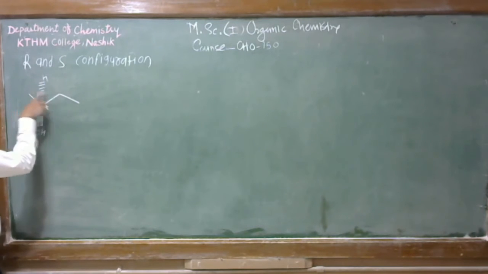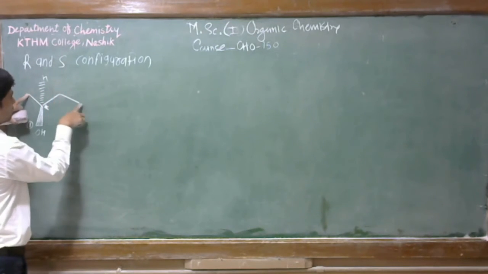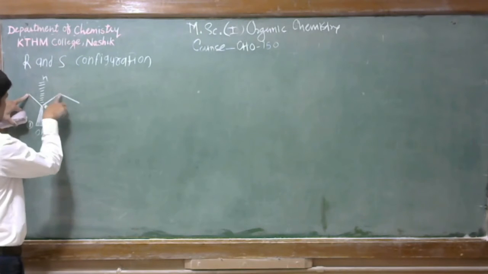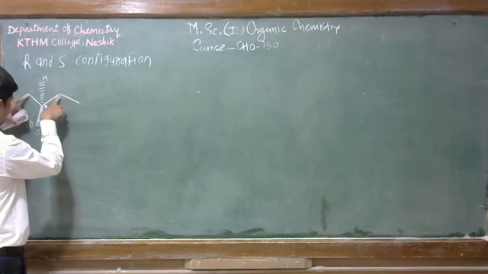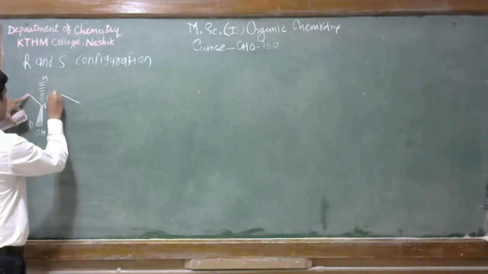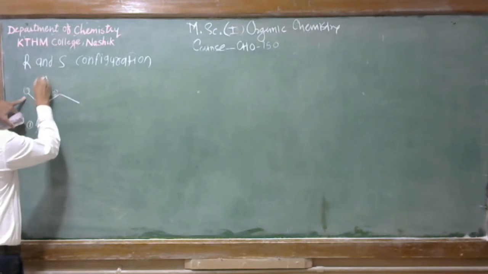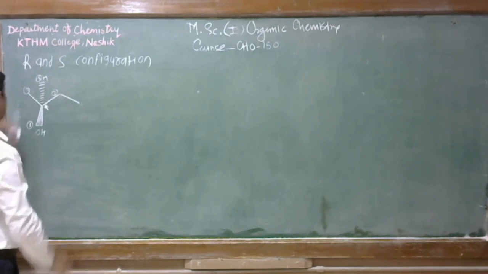oxygen. Then here are the 2 carbon atoms. Then go to the further carbon atom. So this is CH3, this is CH2 here. So therefore this is second, this is third, and this is the 4th priority.